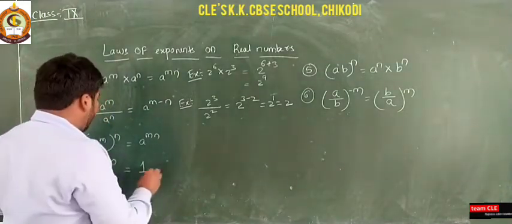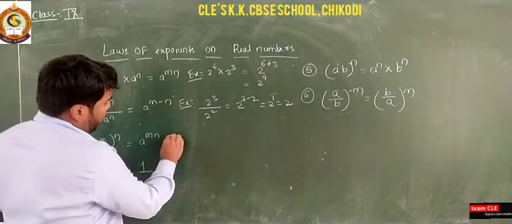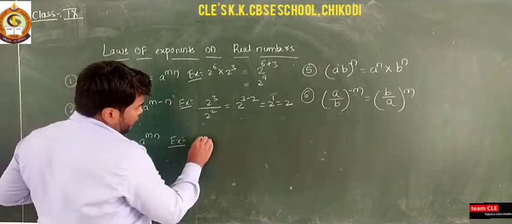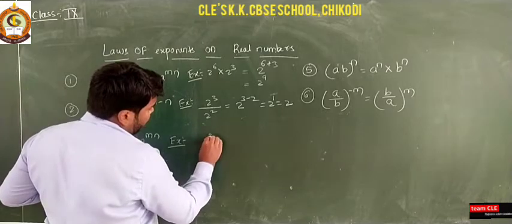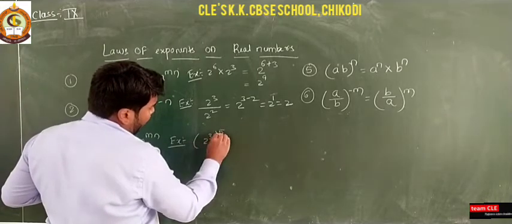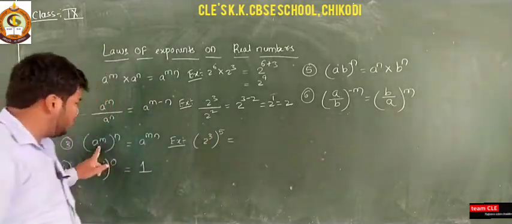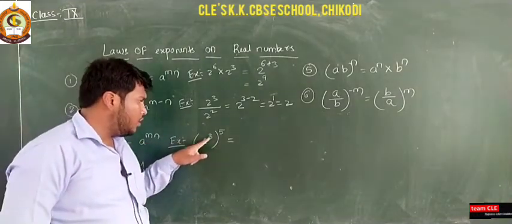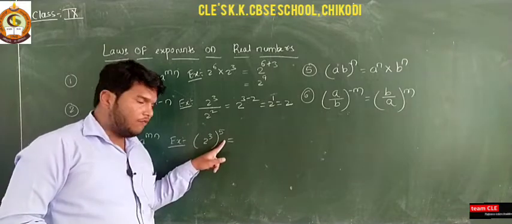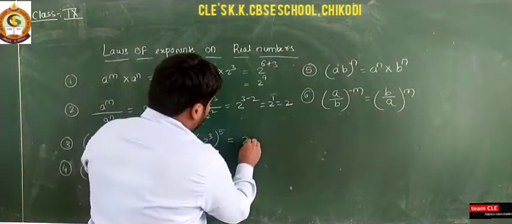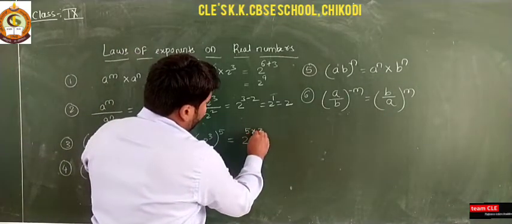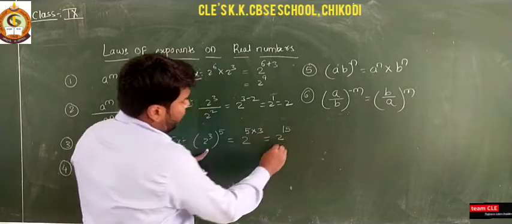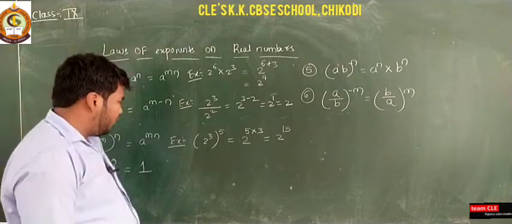For the third example, I take 2 raised to 3 whole raised to 5. Here a is 2, m is 3 and n is 5, so that is 2 raised to 5 into 3, which is 2 raised to 15, since 5 threes are 15.